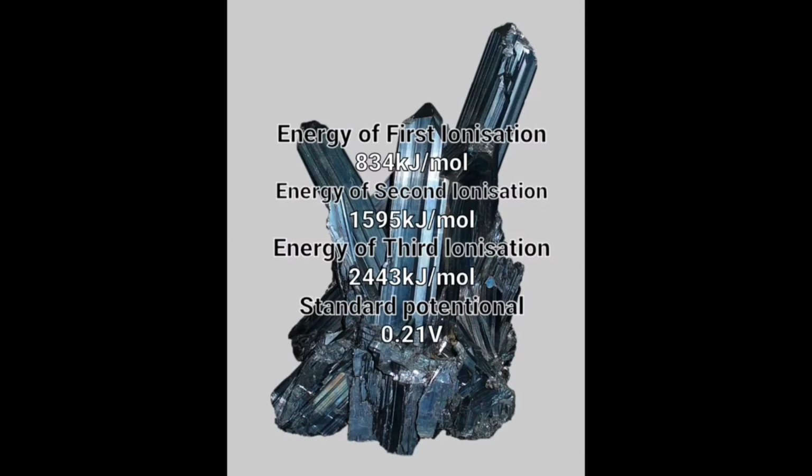The energy of second ionization of antimony is 1595 kJ per mole, and the energy of third ionization of antimony is 2443 kJ per mole. Lastly, the standard potential of antimony is 0.21 volts.